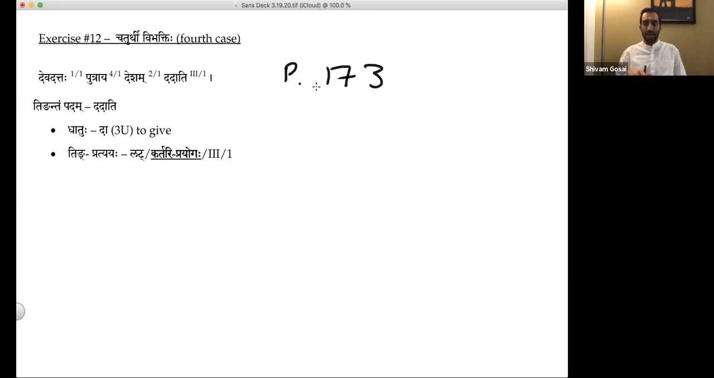Okay, so I would actually not look at the book. Just pay attention to me with the screen. It'll be a little bit easier. We'll break it down one part at a time. So we're going to look at the example that's on the top there. So we see this example, Devadatta Putraya Desham Dadati.